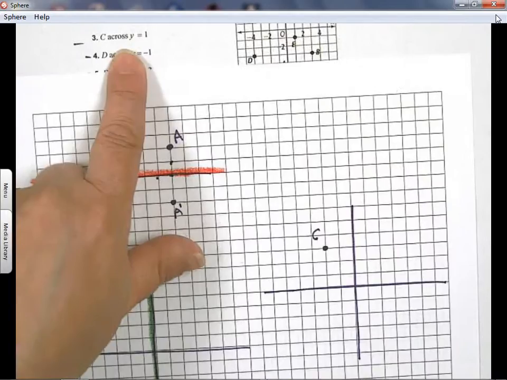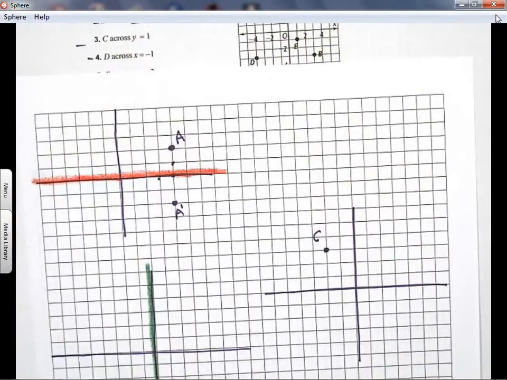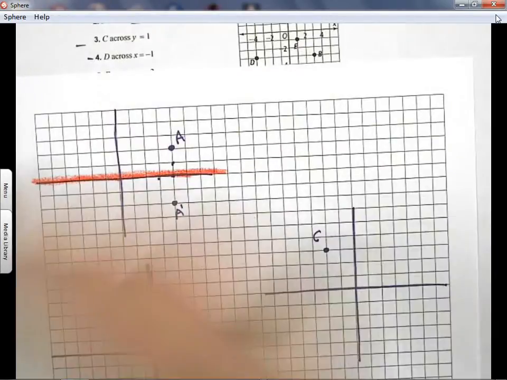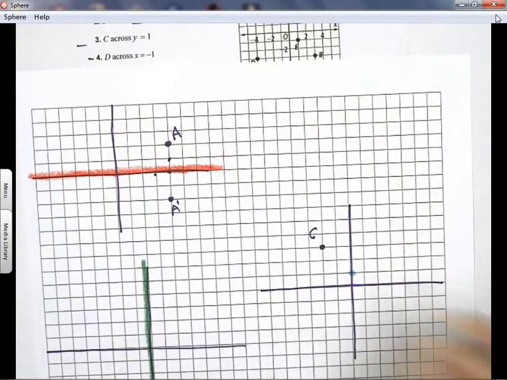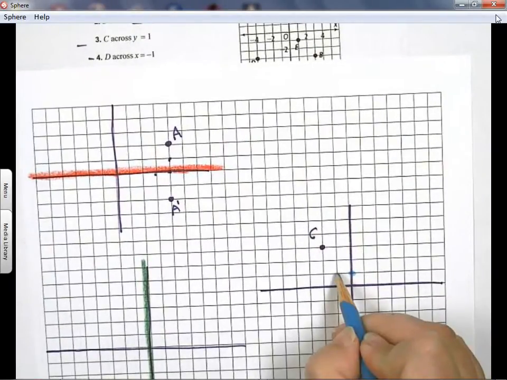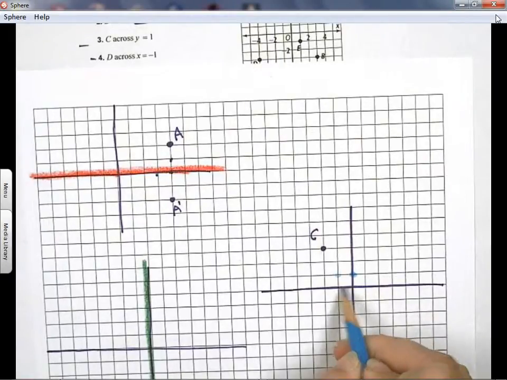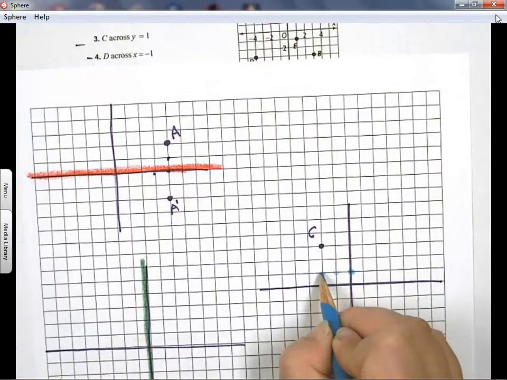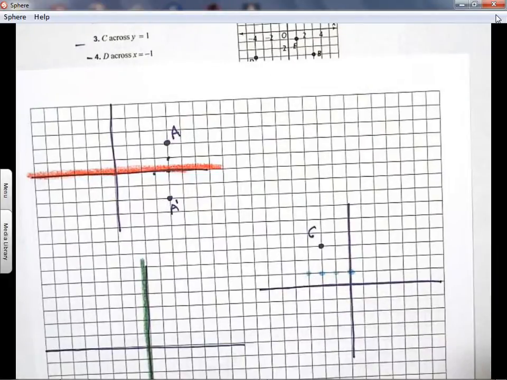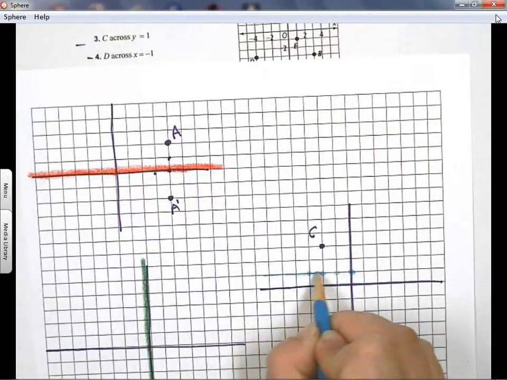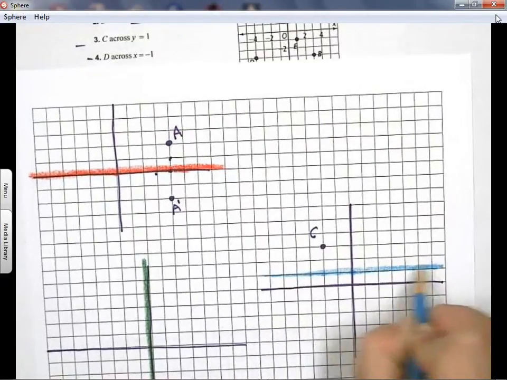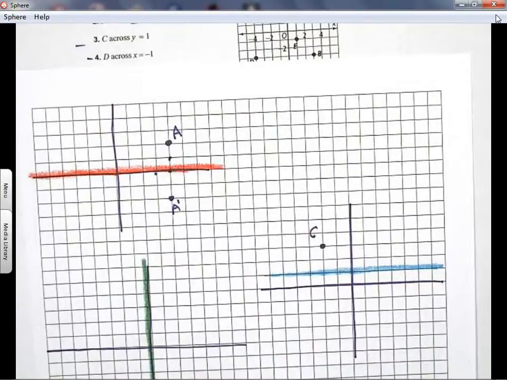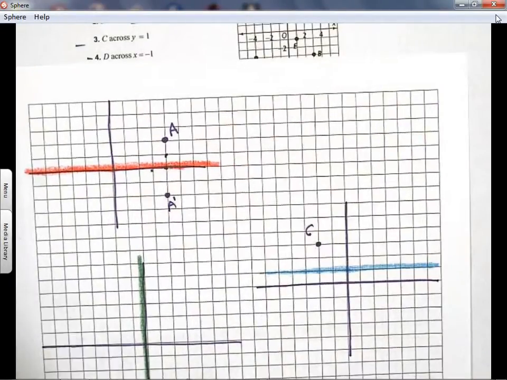And I'm reflecting across y equals 1. Well, where is it that y equals 1? Well, I know when y is 1, it's right there, right? But here, y is still going to be the 1. This is -1, 1. And this is -2, 1. And -3, 1. So my y value is 1 on this horizontal line. What's the slope of that line? That line's slope is 0.